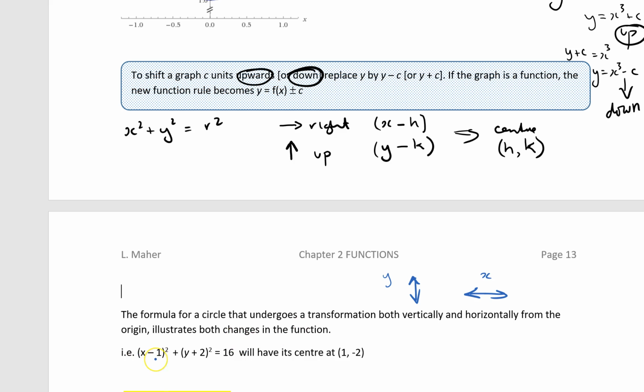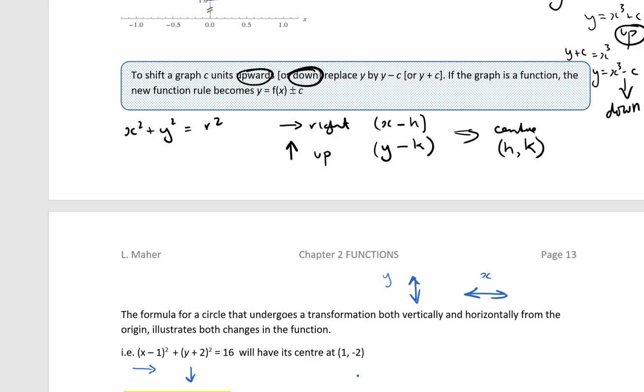So x minus 1, what's that going to do? That's going to push it across 1 unit, and adding 2 is actually then going to get transferred to a minus 2, and it will actually push it down 2 units from the centre. So you can see that the new centre becomes across at 1 but down at -2.